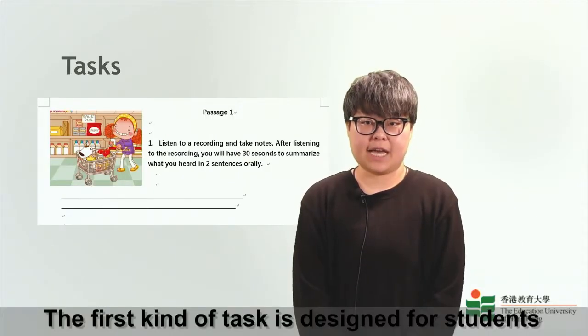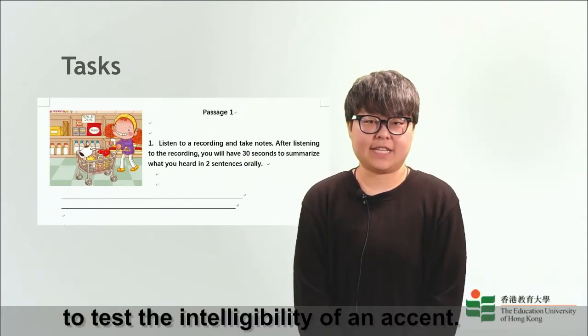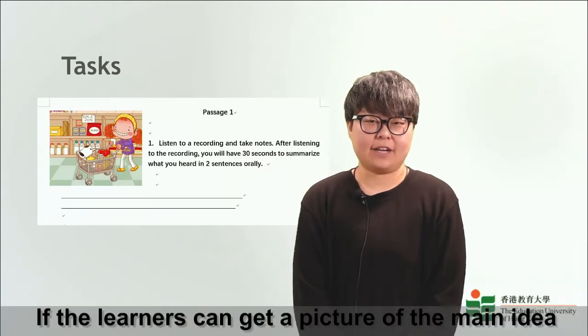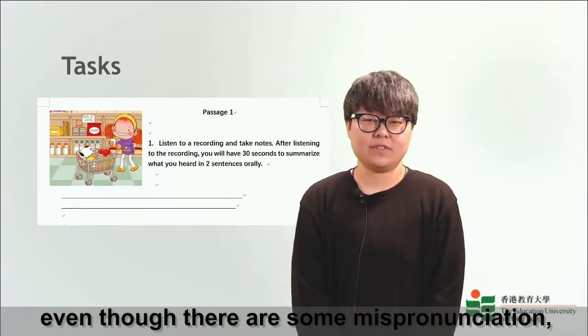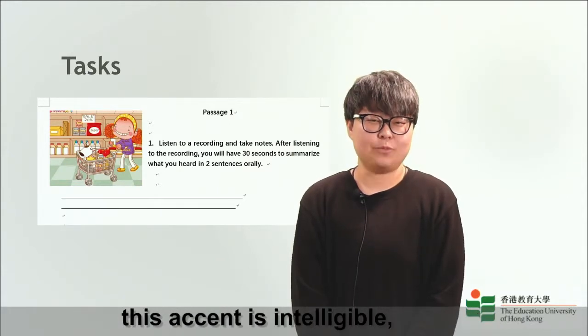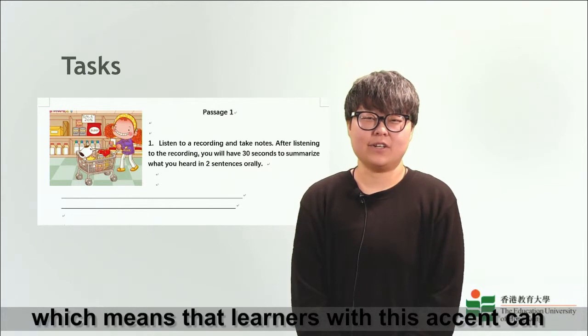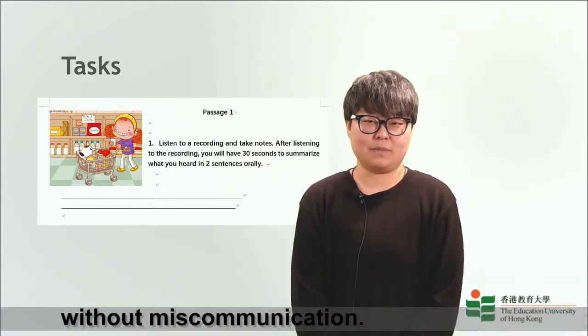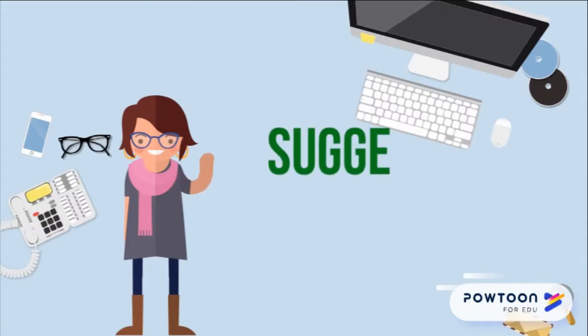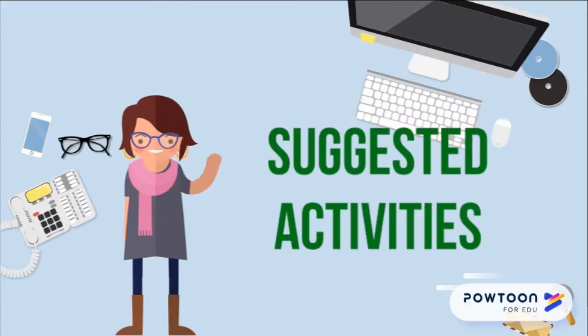The first kind of task is designed for students to test the intelligibility of an accent. If the learners can get a picture of the main idea of the recording or answer the questions correctly, even though there are some mispronunciations, the accent is intelligible, which means that learners with this accent can communicate with others using English without miscommunication. Here are the suggested activities.